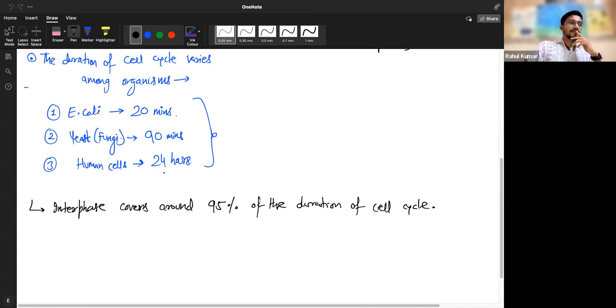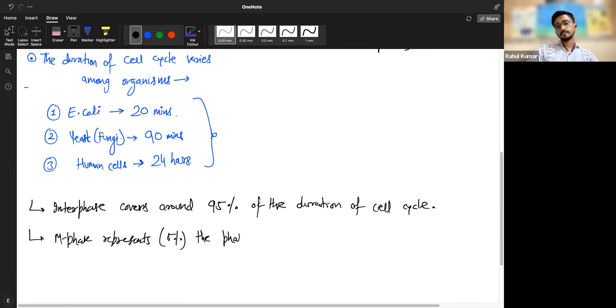Now write down. The M phase represents the phase, you can write in bracket 5%, when the actual cell division occurs. And this is the one that we have to study in detail.